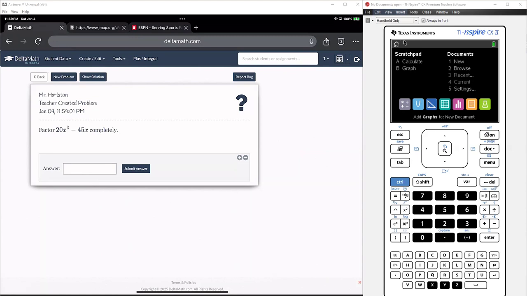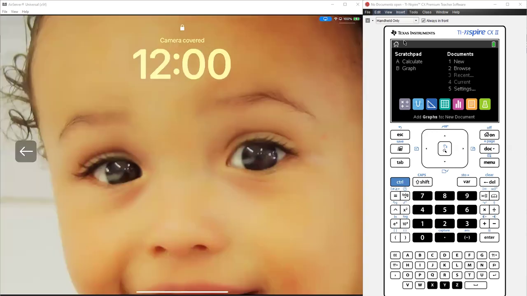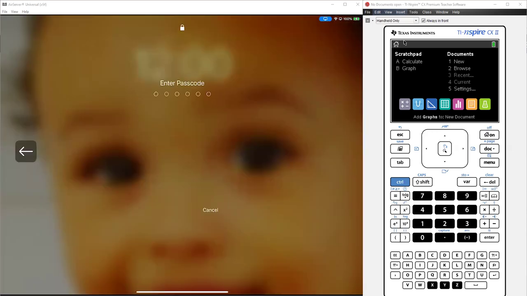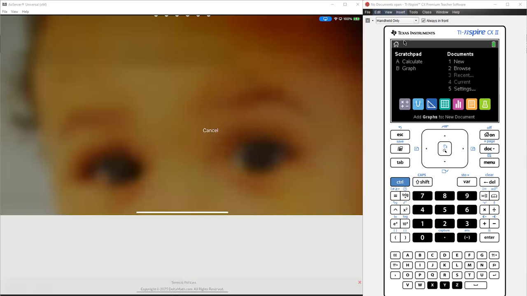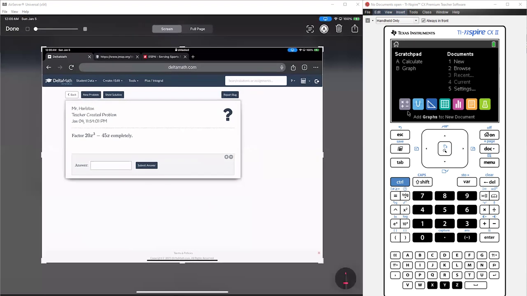So let me take a quick picture of this. Whoops, sorry. Whoops, come on. All right, now I'm going to take a picture and use this.